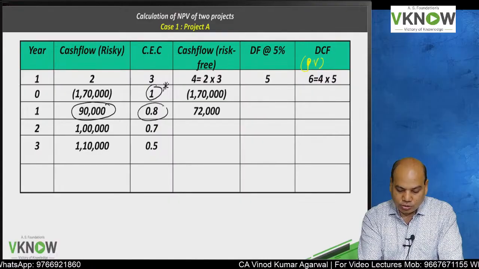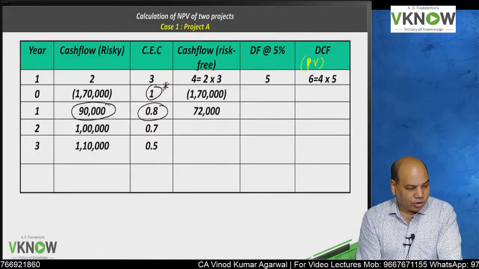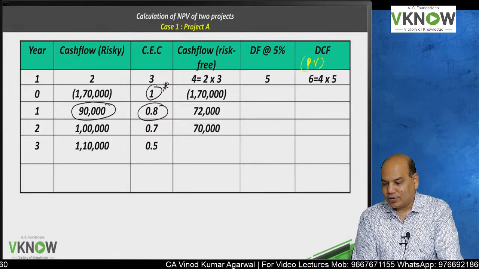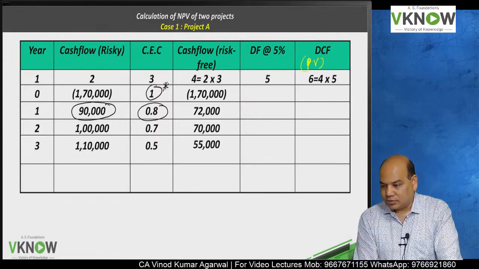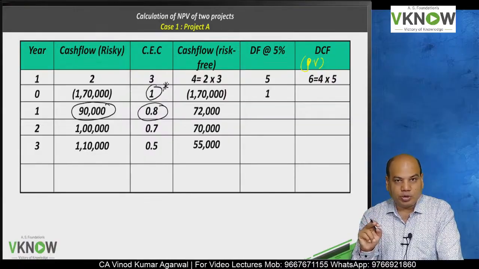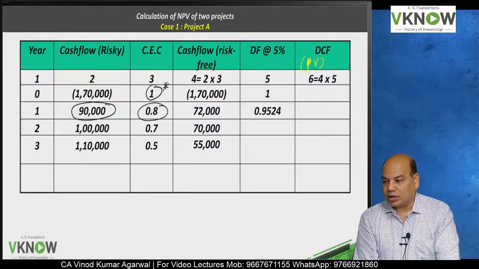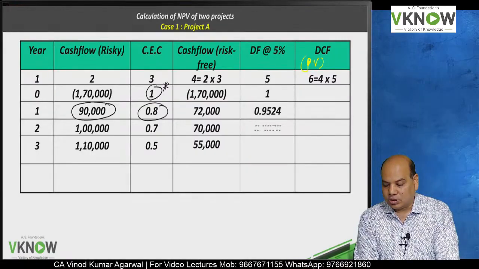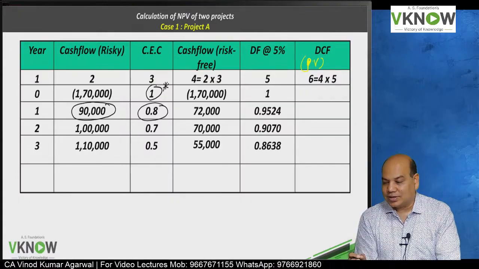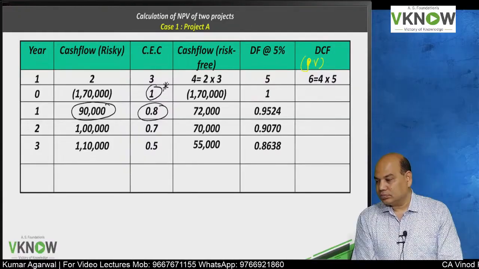Risky cash flow into CEC will give you certain cash flow. All of you will kindly reply also. 70,000, 55,000. Now we'll write factor 1 divided by 1.05. 0.9524, again press equal to 0.9070, again press equal to 0.8638. Now multiply and take total.